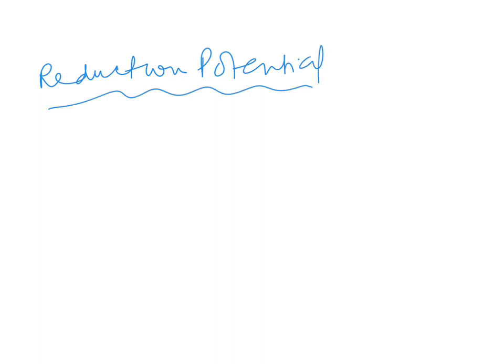So next, one more property is left, that is reduction potential. Reduction potential is left. By this we will finish the general properties of the transition elements.